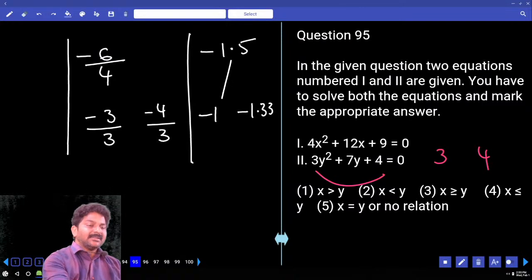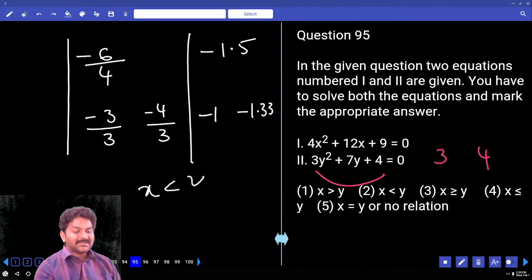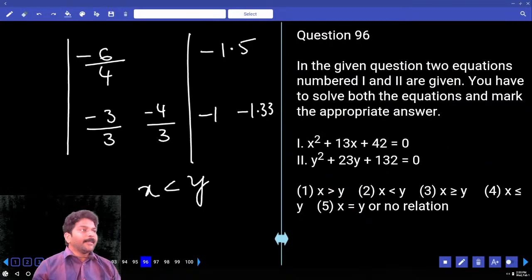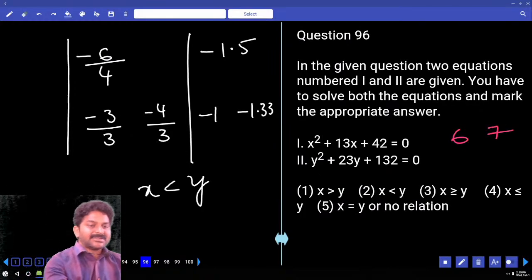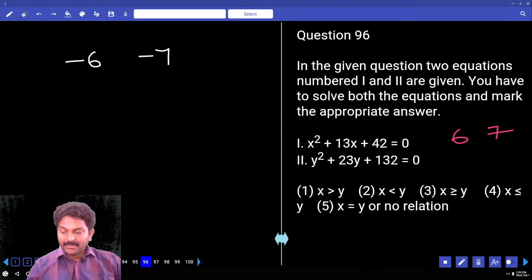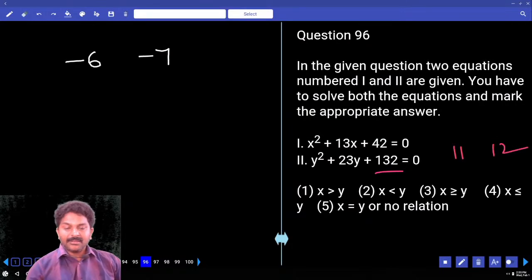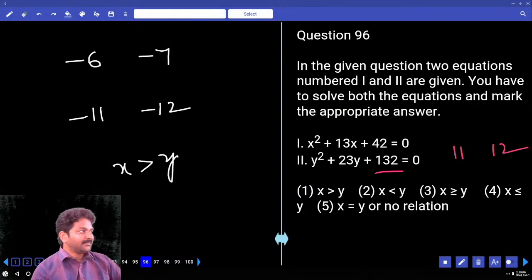This is minus 1.5, minus 1, minus 1.33. Whatever it is, minus 1.5 compared with respect to minus 1 or minus 1.33, x is less than y. Product must be 42, sum must be 13, combination 6 comma 7. Factors are minus 6, minus 7. Product is 132, sum is 23, 11 and 12. Factors are minus 11, minus 12. Whatever it is, x is greater than y.